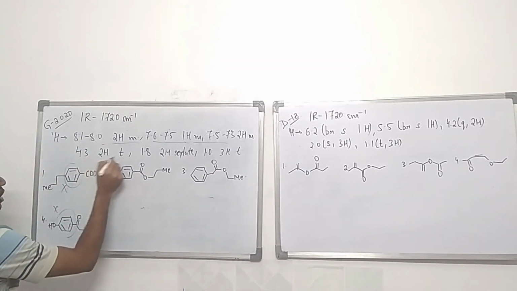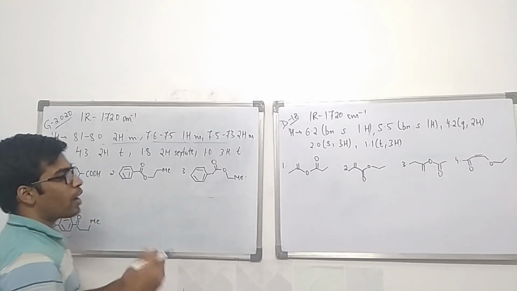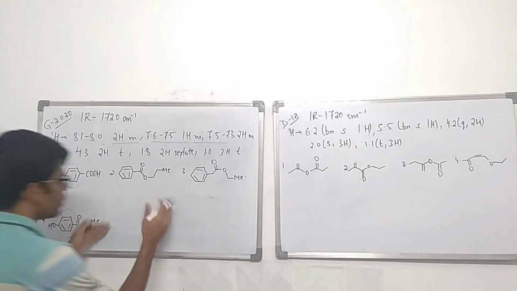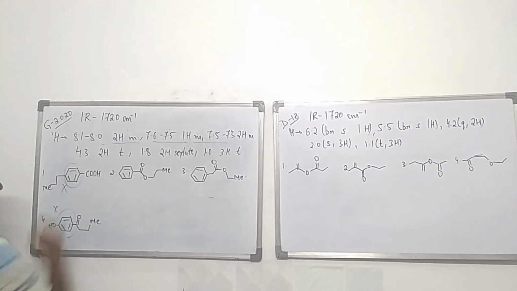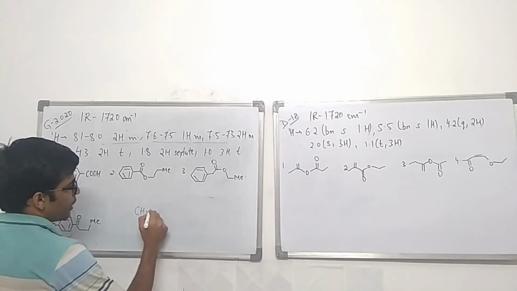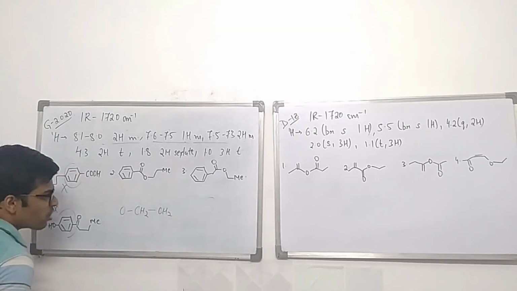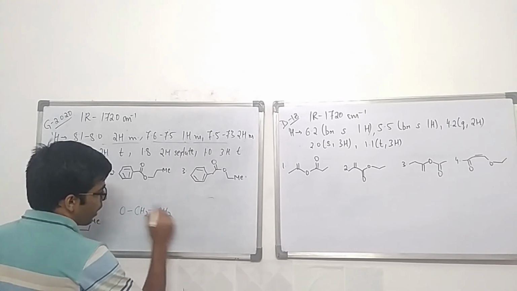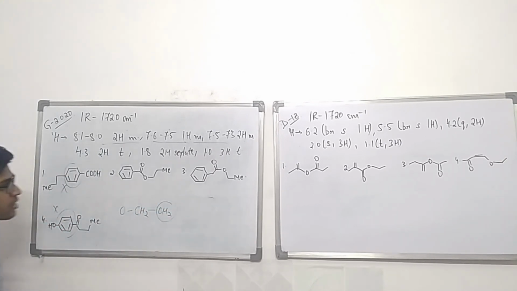There is a triplet of 2 hydrogen at 4.3. 4.3, that means it is attached to a highly electronegative atom, which in all of these cases has to be oxygen. Now it has a triplet. So that means 2 hydrogen triplet. The neighboring atom will also have 2 hydrogen. So this is attached to oxygen, and this will have a neighboring atom having 2 hydrogens. So that means this fragment is done.